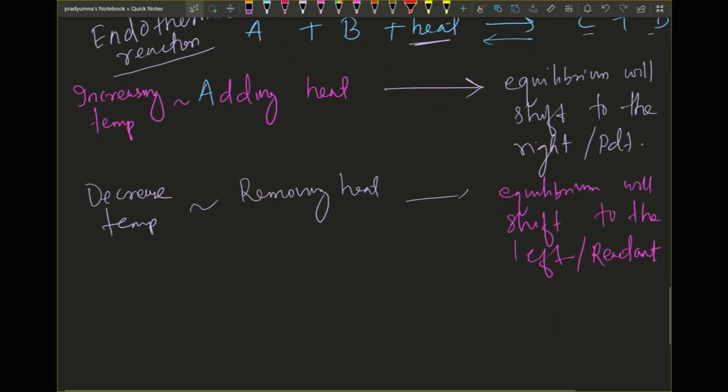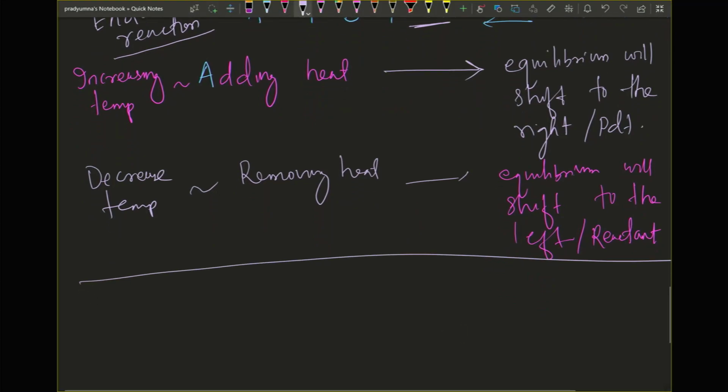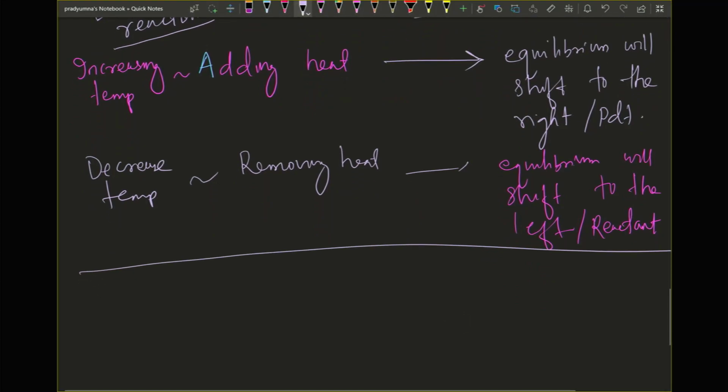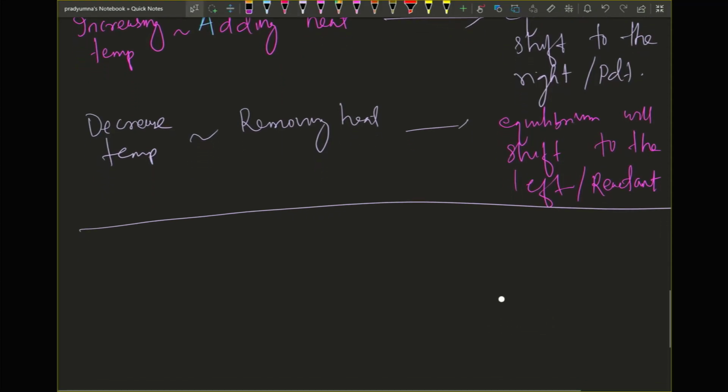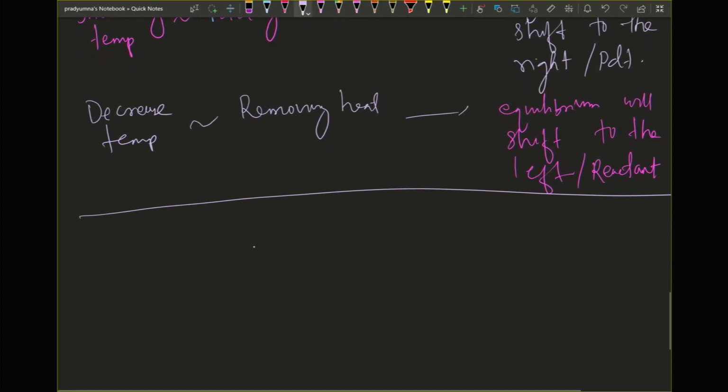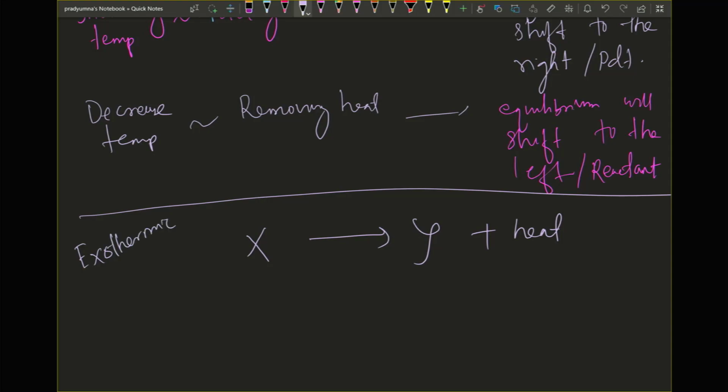So maybe we can have another example and have a practice. When I say pause the video, you should pause the video, write down the answers, and then unpause the video. Okay, so let's say we have another reaction. X is changing to Y plus heat. So this is an example of an exothermic reaction. The forward reaction is exothermic because the heat is being produced. Think of it this way: what is an example of an exothermic reaction? You are burning fire, so that's an example of an exothermic reaction.